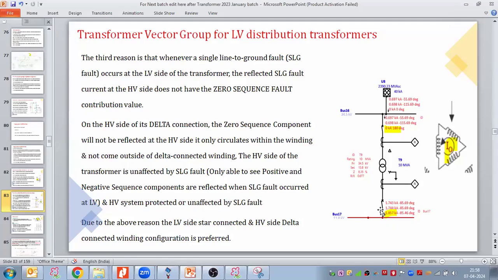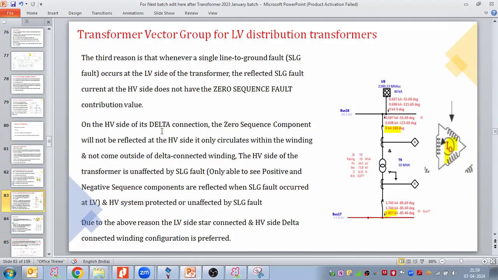So here if we look at the HV side, we have 697 and 698 ampere current. So this single line to ground fault current converts into a line to line fault current. We can establish a simulation as well. Zero sequence current occurs on the LV side of the transformer. The reflected single line to ground fault current at the HV side does not have the zero sequence fault contribution.